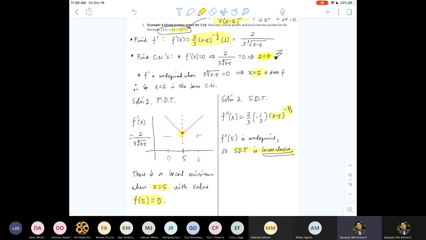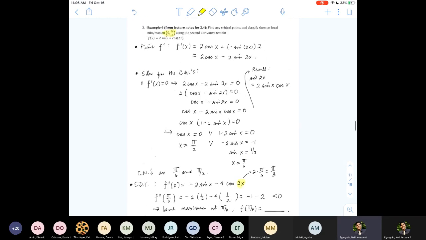So yeah, there's no hard and fast rule to determine which one would be easier. Sometimes it's just how the function looks. So I cannot give you a checklist on which one to choose, but from experience, I think you will know which one would be better to use. Okay.